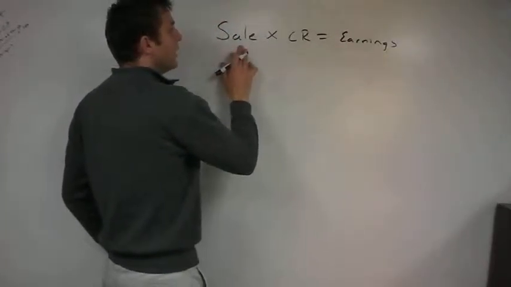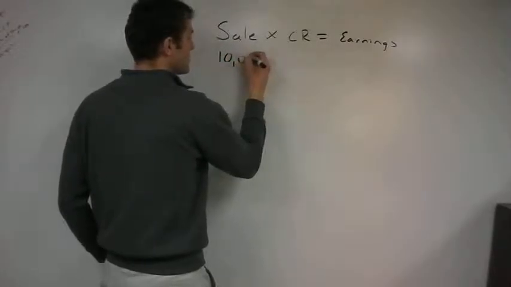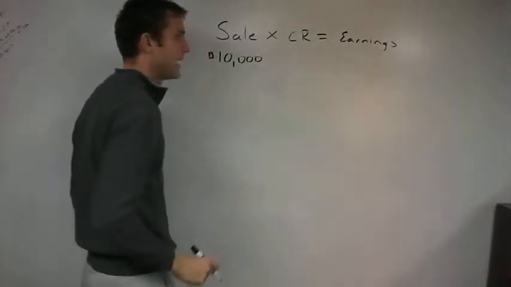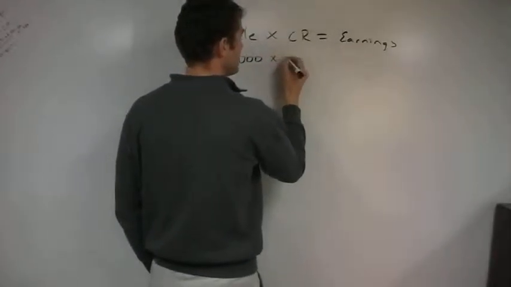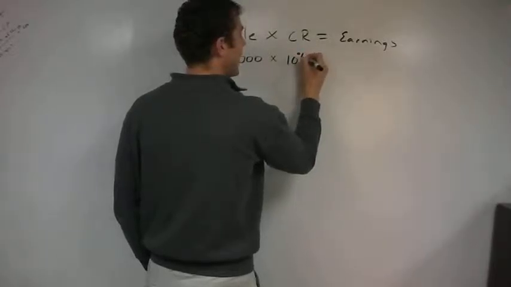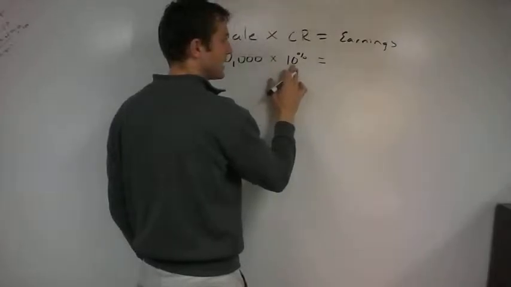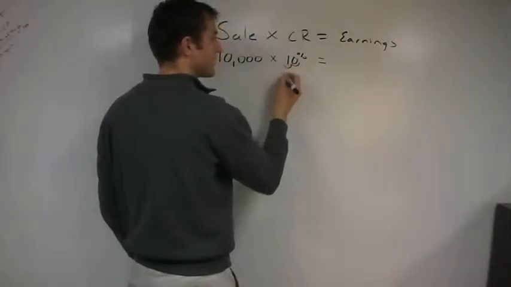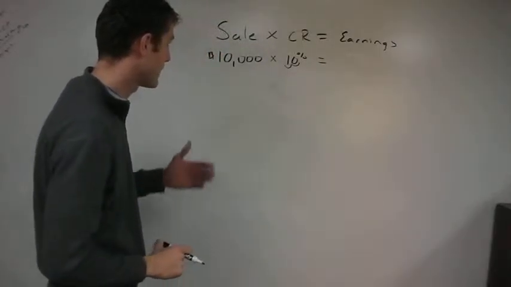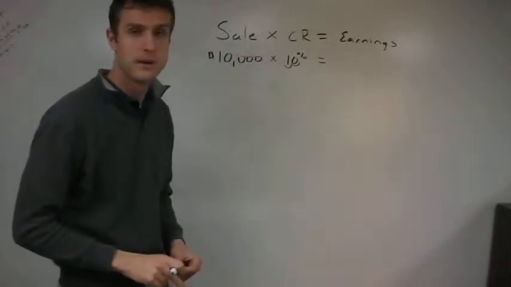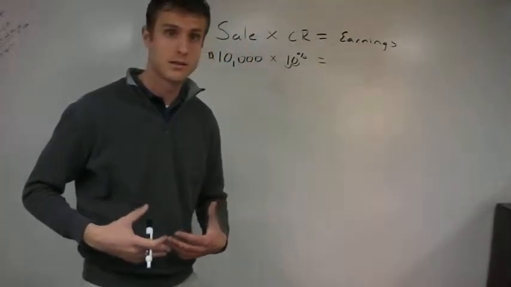So, let's say for example I sell a car that is worth $10,000, and as a car salesman I get 10% of the sales. That is my commission rate, is 10%. How much money will I make on that? Well, I'm going to multiply 10,000 times 10%. I change 10% to a decimal, move it over twice. 10,000 times 0.1. So for that $10,000 car, I would make $1,000. That would be my earnings.